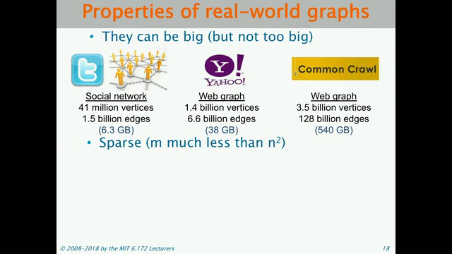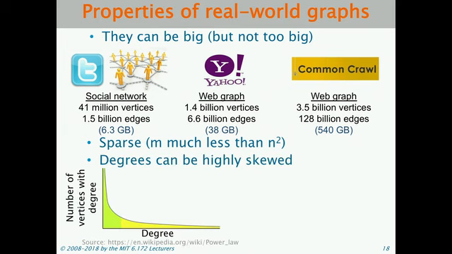Another property of real-world graphs is that they're quite sparse. So M tends to be much less than N squared, meaning most of the possible edges are not actually there. Finally, the degree distributions of the vertices can be highly skewed in many real-world graphs. Here I'm plotting the degree on the x-axis and the number of vertices with that particular degree on the y-axis, and we can see that it's highly skewed. For example, in a social network, most of the people would be on the left-hand side, so their degree is not that high. Then we have some very popular people on the right-hand side where their degree is very high, but we don't have too many of those.